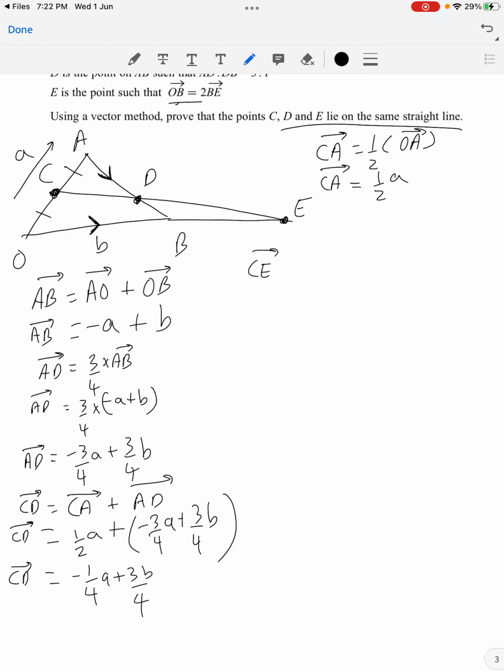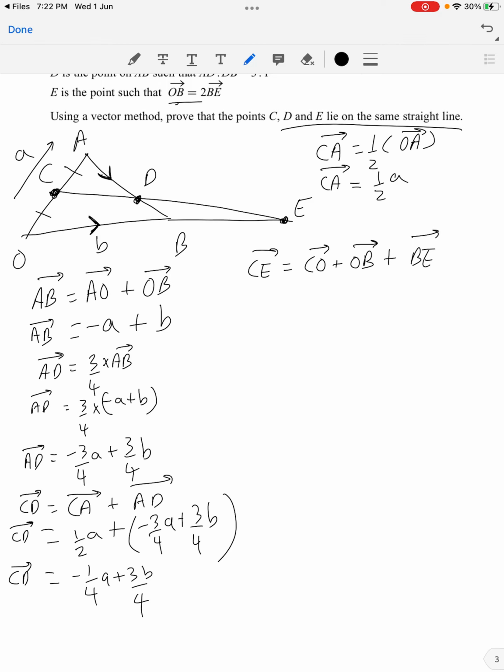Now, in order to find out what CE is, you need to go in one direction. You need to go from C to O, O to B, then to E. Alright, so we know that OB is equal to twice of BE. That gives you an assumption that we have to go from CO to OB, and then add it up to BE. So we're going to use this triangle here, go in the opposite direction there, and then go in the straight direction.